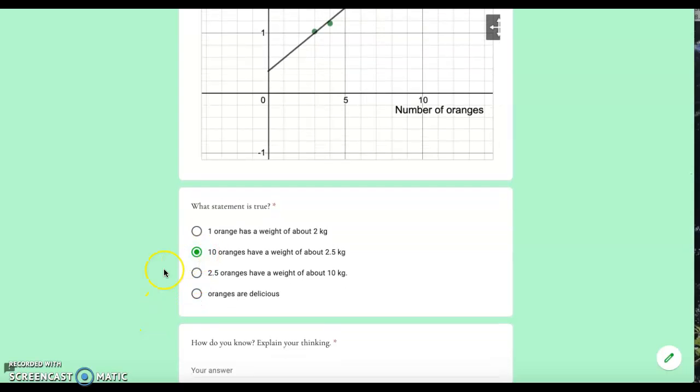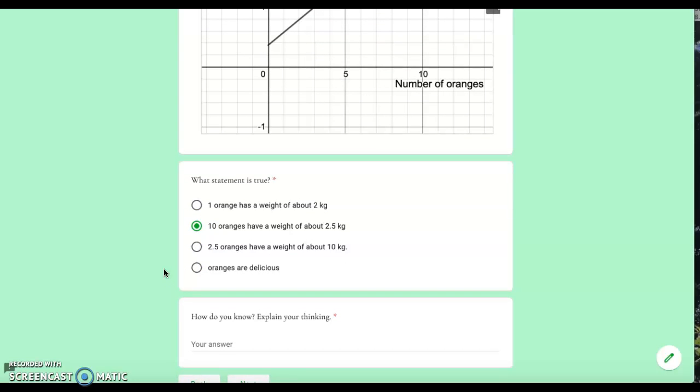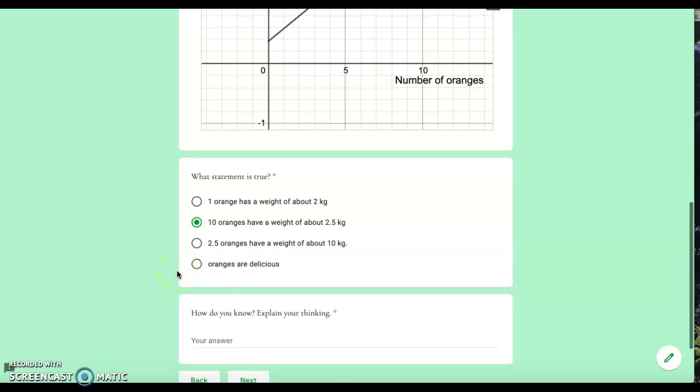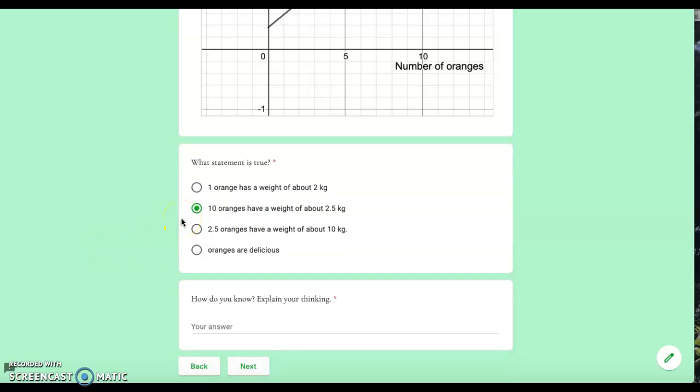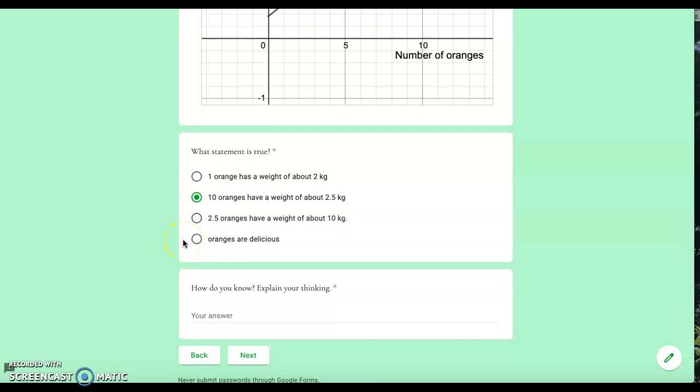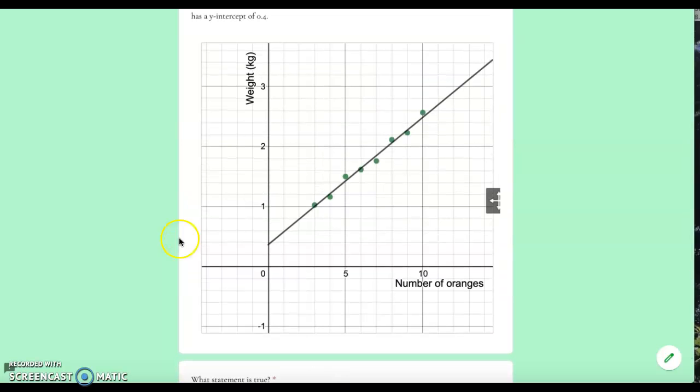The second statement is the only statement that is true. Well, I guess it's true that oranges are delicious. But this is the only mathematically true statement. And yep, that is the explanation for this practice problem.